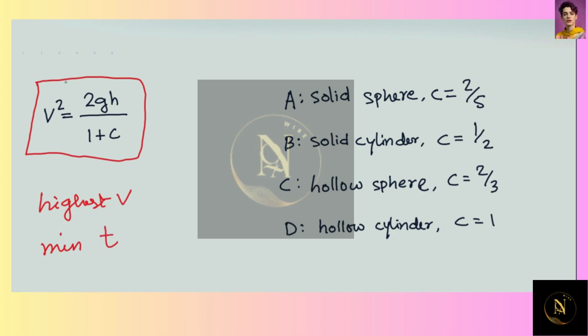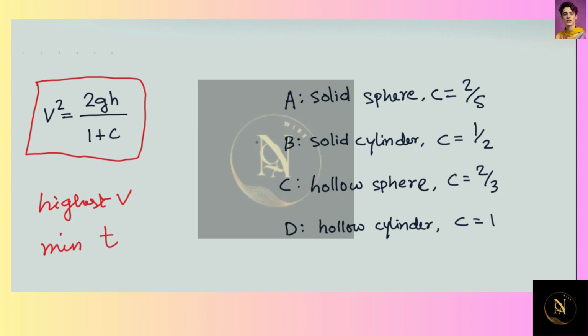If we look at this equation carefully, we see that 2gh is constant. The only thing that's changing here is c. So that means the velocity is inversely proportional to 1 plus c. If c increases, velocity decreases. Now, we know that for a solid sphere c is 2 over 5, for a solid cylinder it's half, for a hollow sphere it's 2 over 3, and for a hollow cylinder it's 1.